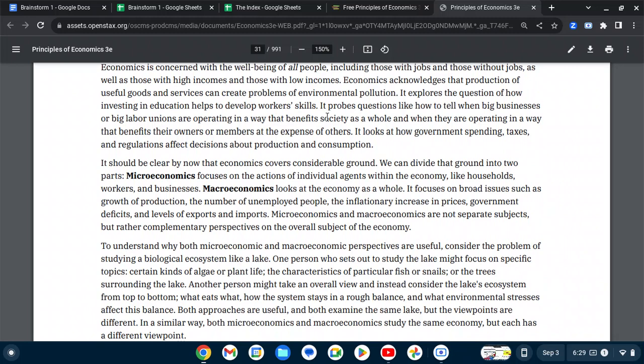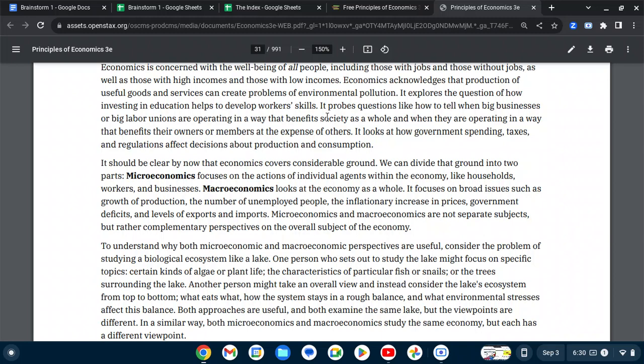Economics acknowledges that production of useful goods and services can create problems of environmental pollution. It explores the question of how investing in education helps to develop workers' skills. It probes questions like how to tell when big businesses or big labor unions are operating in a way that benefits society as a whole, and when they are operating in a way that benefits their owners or members at the expense of others. It looks at how government spending, taxes, and regulations affect decisions about production and consumption.